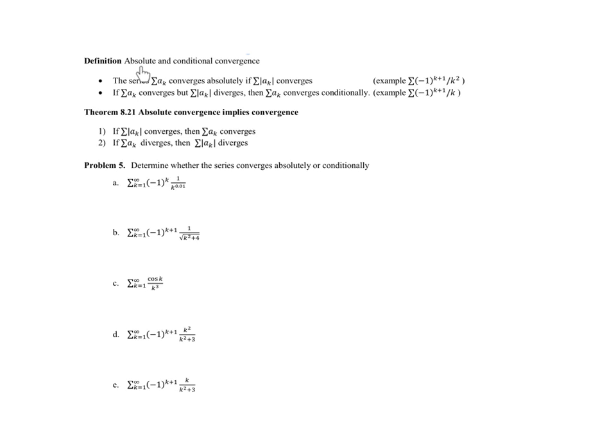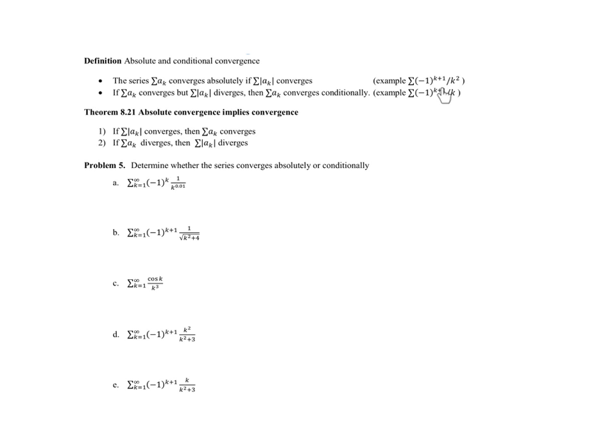We're going to talk about absolute and conditional convergence. These two terms are relevant for series of mixed signs, alternating signs. And the first one says the series summation AK converges absolutely if the sum of the absolute values converges.